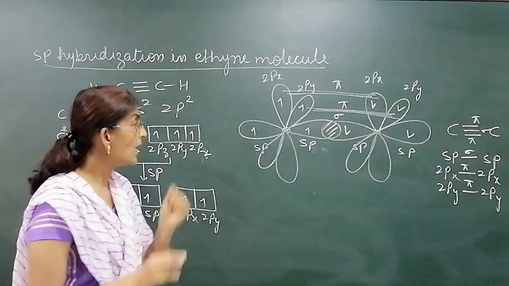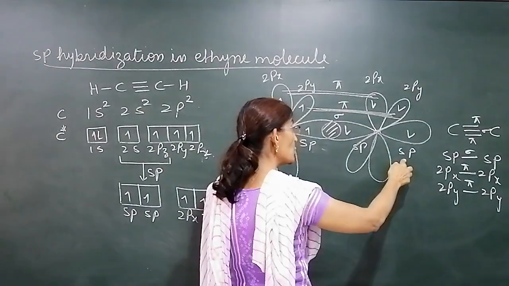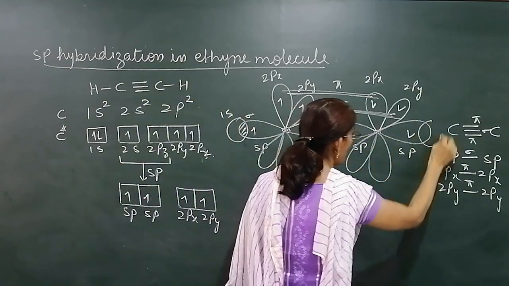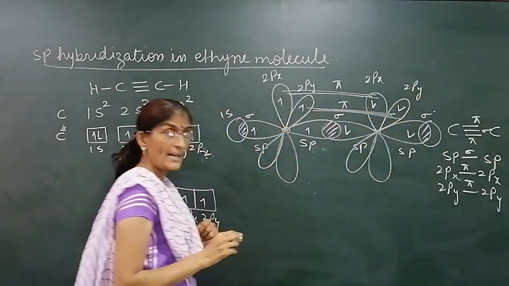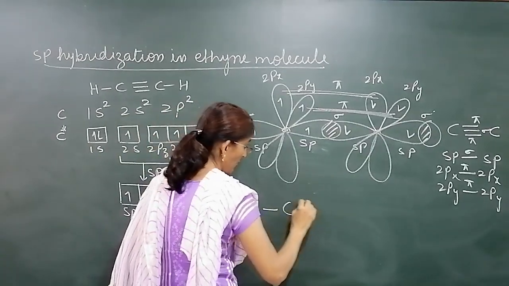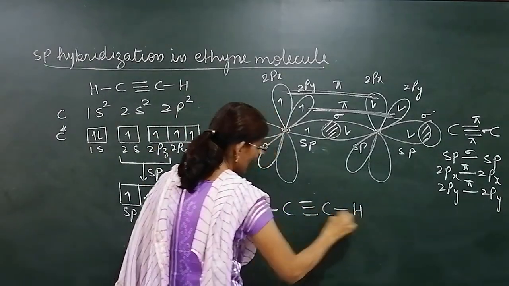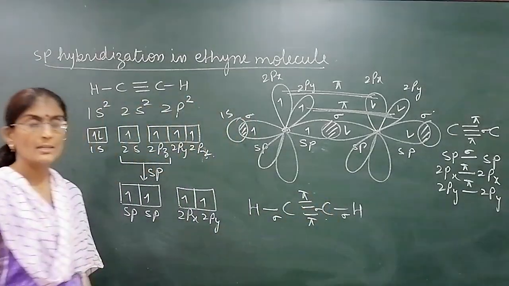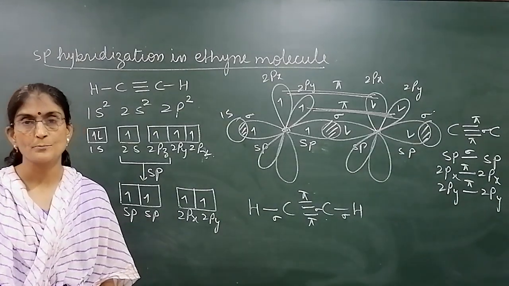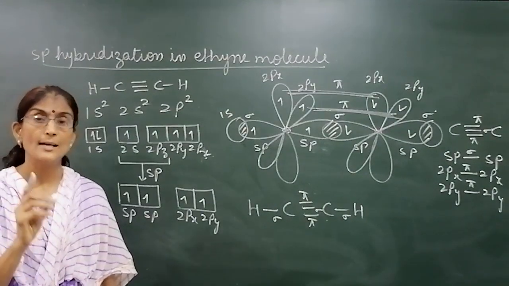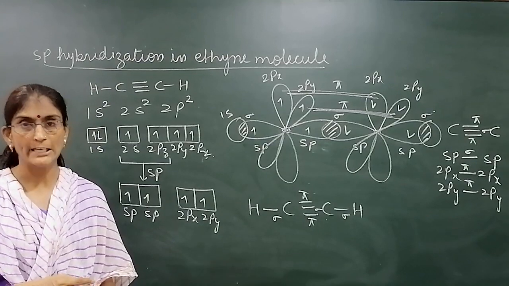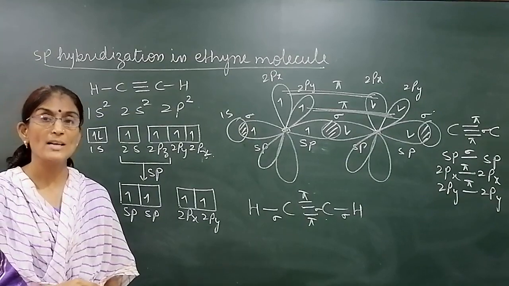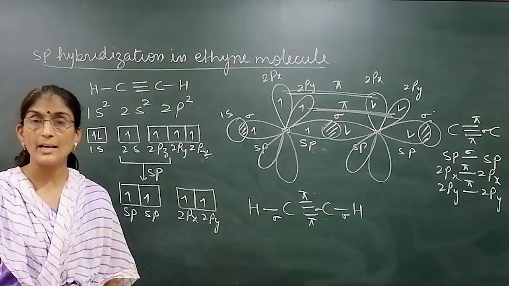Clear? Now, one sp remaining with each carbon will overlap with the 1s orbital of a hydrogen atom and form a sigma bond. So in the ethyne molecule, how many sigma and how many pi bonds are there? These are sigma. Out of 3, 1 is sigma and 2 pi bonds. So in ethyne, there are 2 pi and 3 sigma bonds. Hybridization of the carbon atom is sp hybridization. Clear? Now, more hybridization. First we'll do sp3d and then sp3d2.